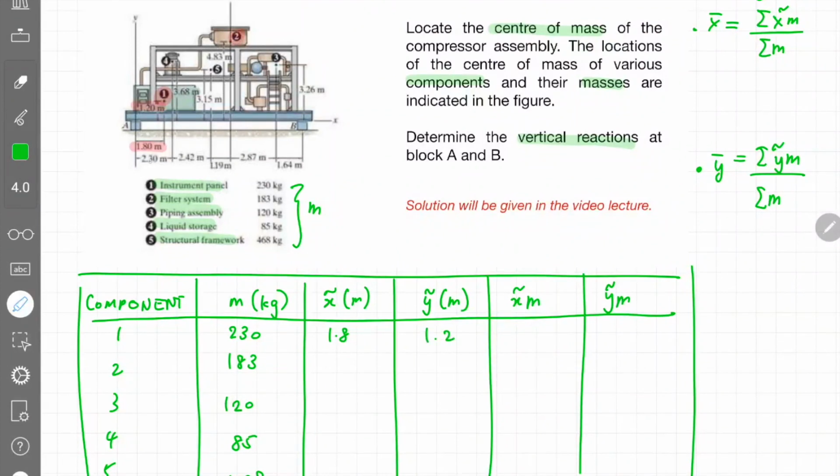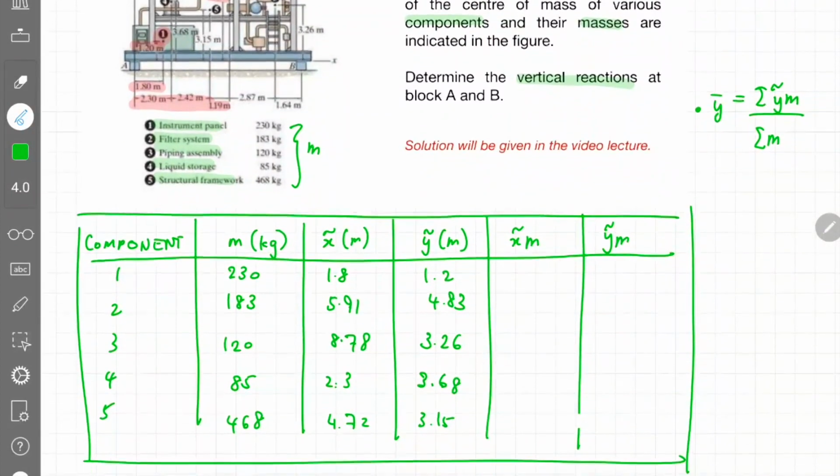As for the second component, the x curve will be from here to here. So you total up the distance and the coordinate will be 5.91 along the x direction. Along the y direction, the distance will be this one, which is 4.83 meter. So you just fill up the following rows accordingly and this is what you will get.